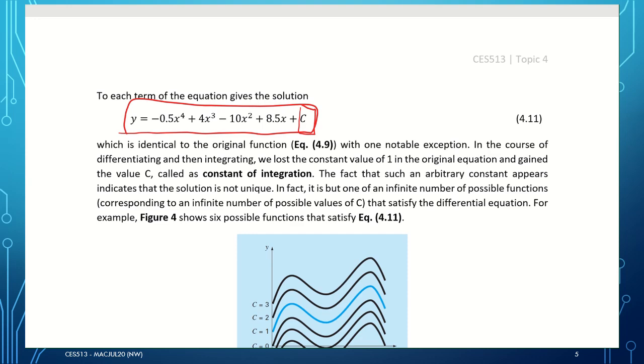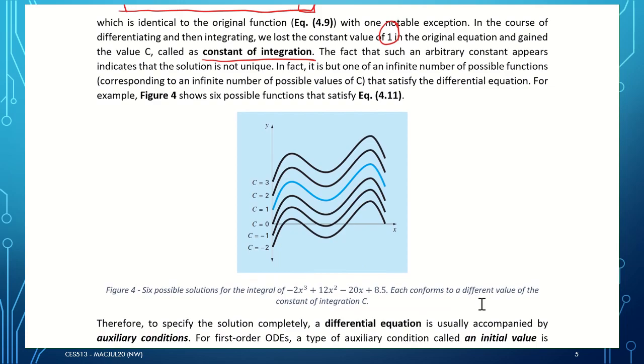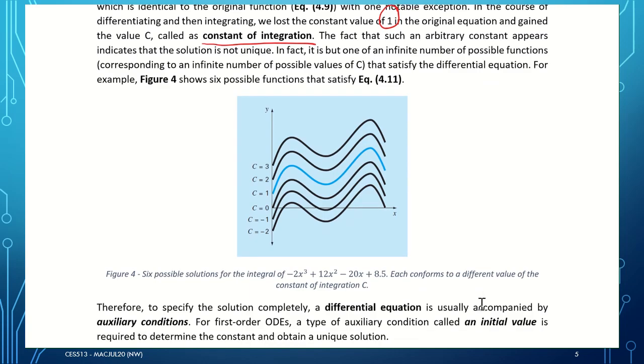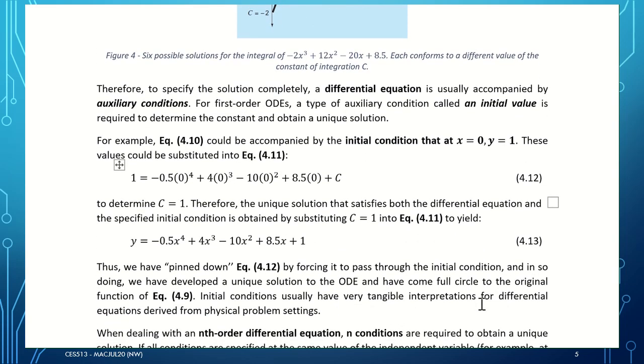In the course of differentiating and integrating, we have lost the constant value of 1 from the original function. So C here is called the constant of integration. All right. The fact that C is an arbitrary constant indicates that the solution is not unique. It can be anything. For example, here in figure 4, we have 6 possible different solutions for the integration.